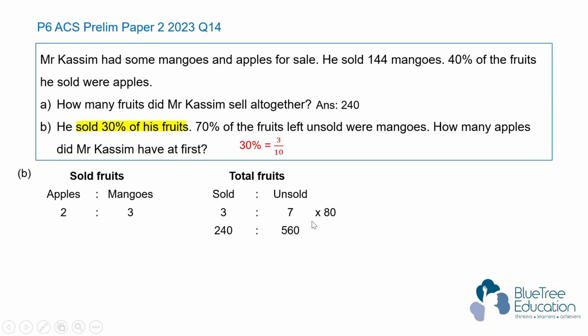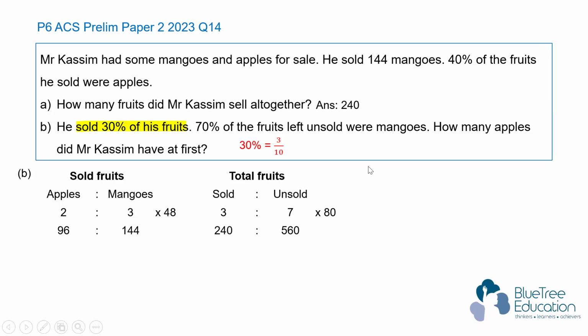Now, given that we are looking for fruits at first, it'd be much better if we do not work with any more units. So let's change all of these numbers to represent fruits instead. In part A, we know that 1 unit of sold fruit is 48. So let us use that number, and we'll get that he sold a total of 96 apples at first and 144 mangoes at first. Okay, so this is the amount of fruits that he sold.